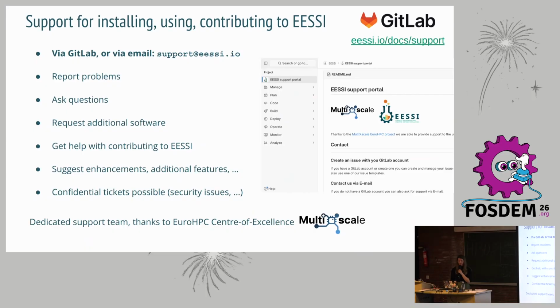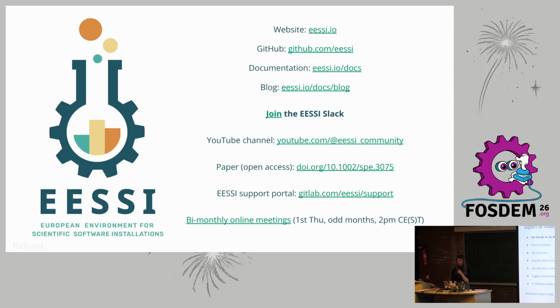And if you have any problems or whatever, take a picture of this. You can open a GitLab issue, and it doesn't actually have to be a problem. You can also send suggestions, report problems, request things. We will be there to help you, thanks to the MultiXscale CoE that gives money to have a support team.